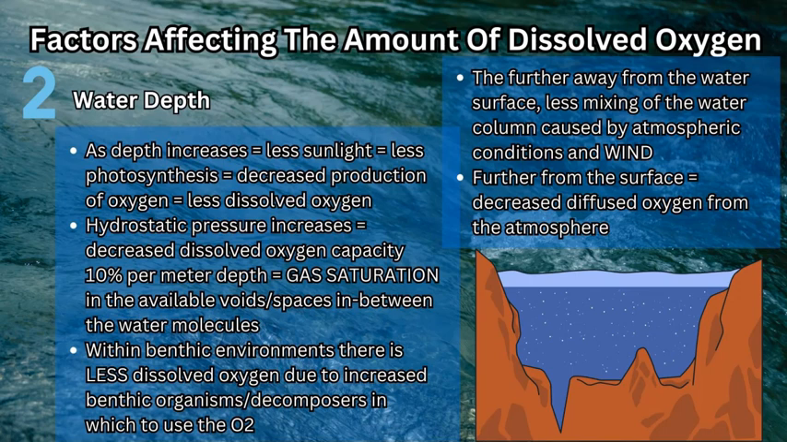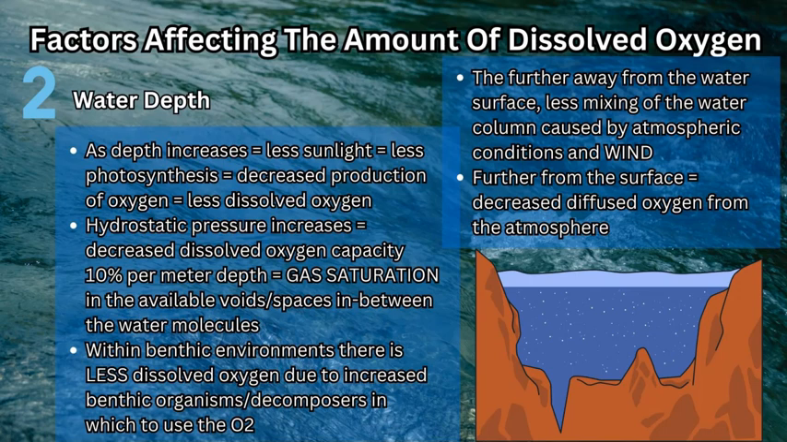Another factor that affects or controls the amount of dissolved oxygen in a body of water is the depth of the water. Now this works in 3 parts. The first part is as you go deeper into that body of water away from the surface, you are receiving less sunlight, or the sunlight can't penetrate as deep into the water beyond the surface. And this creates less photosynthesis. This creates a decreased production of oxygen from that photosynthesis, and therefore you have less dissolved oxygen present in the body of water.